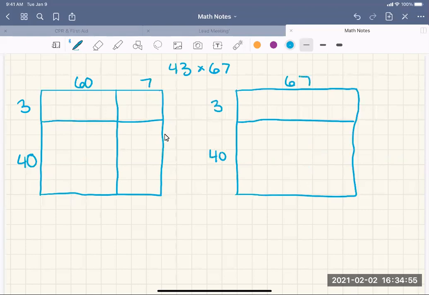Okay, so we're going to do 7 times 3. 7 times 3 is 21. 60 times 3 is 180. 7 times 40 is 280, and 60 times 40 is 2,400.